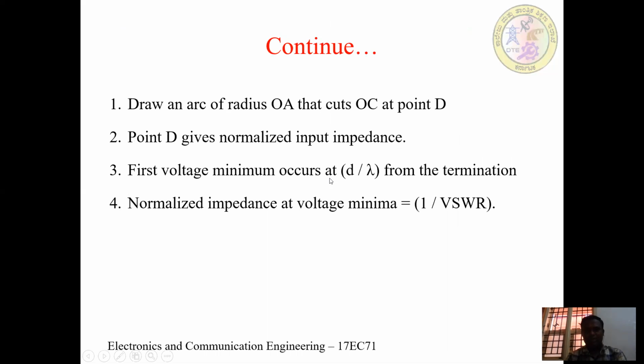So the first voltage minimum occurs at D by lambda from the termination. Normalized impedance at voltage minimum is 1 divided by VSWR. So you know the voltage minimum is 1 divided by VSWR, and the voltage maximum is the VSWR value itself. That we saw in the theory, fine. So from this you can calculate the normalized input impedance.